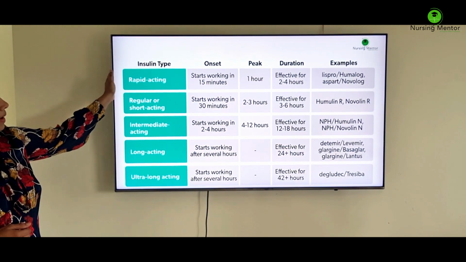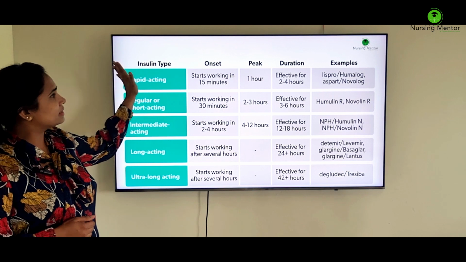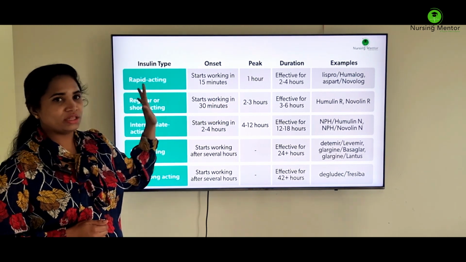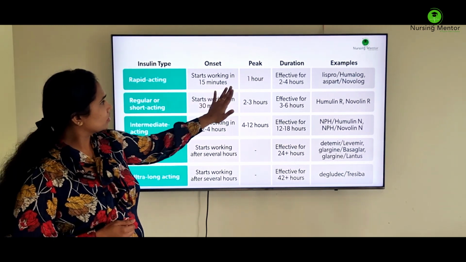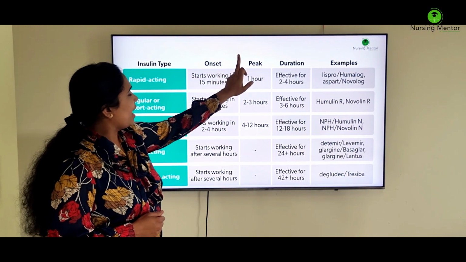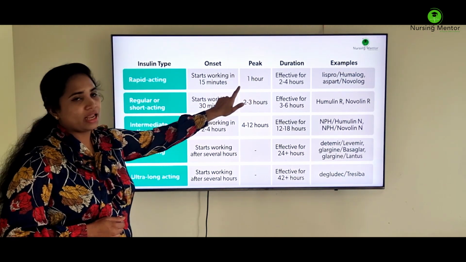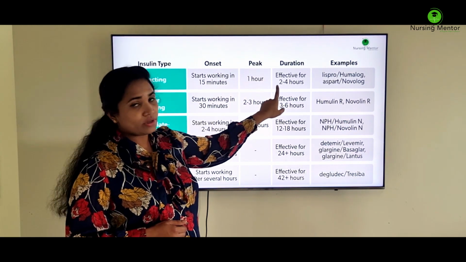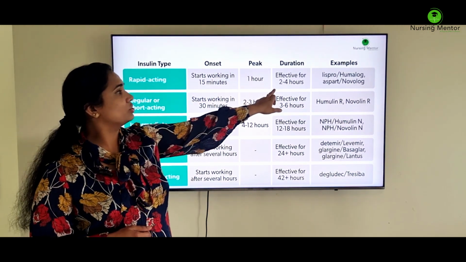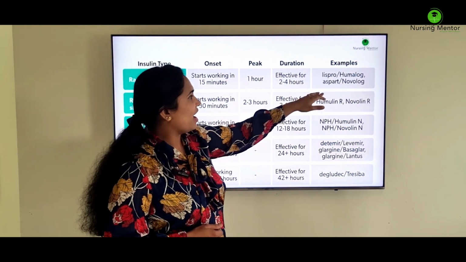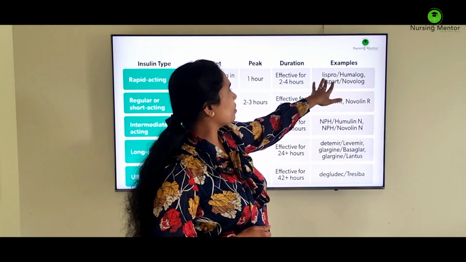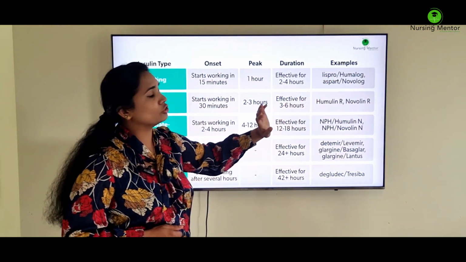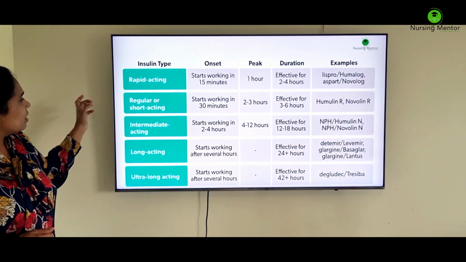The first one is rapid acting insulin, and it starts working within 15 minutes of administration, and the peak action is after an hour of administration. And this insulin is effective for the first 2 to 4 hours. And the examples include Lispro, Humalog, Aspart, Novolog, etc.